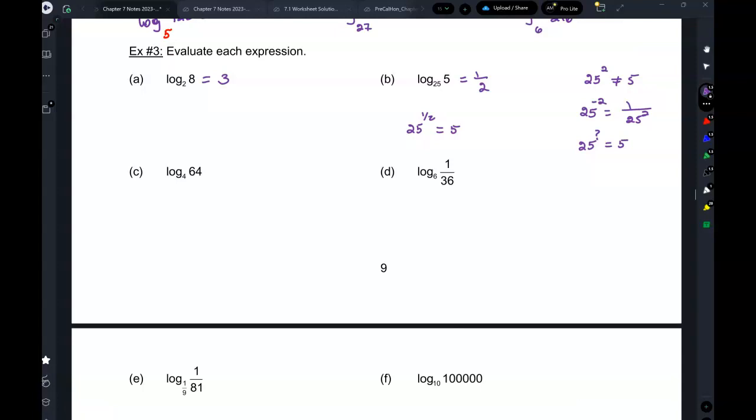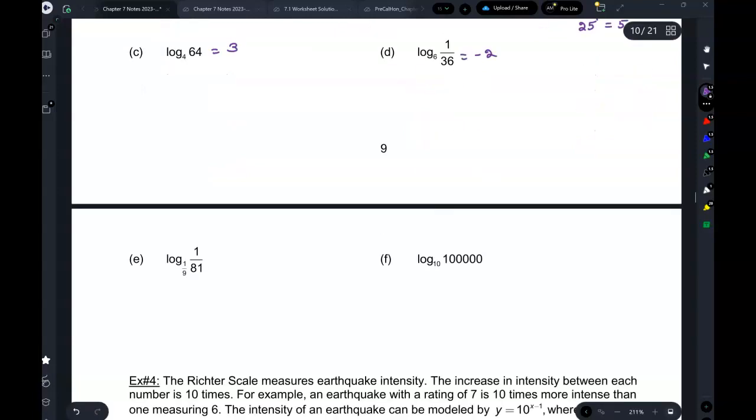Okay, what do you think? Log base 4 of 64? Come on, you guys know. 4 to the power of what is 64? 3. Okay. -2. -2. Good. 6 squared is 36, but 6 to the power of -2 is 1 over 36.